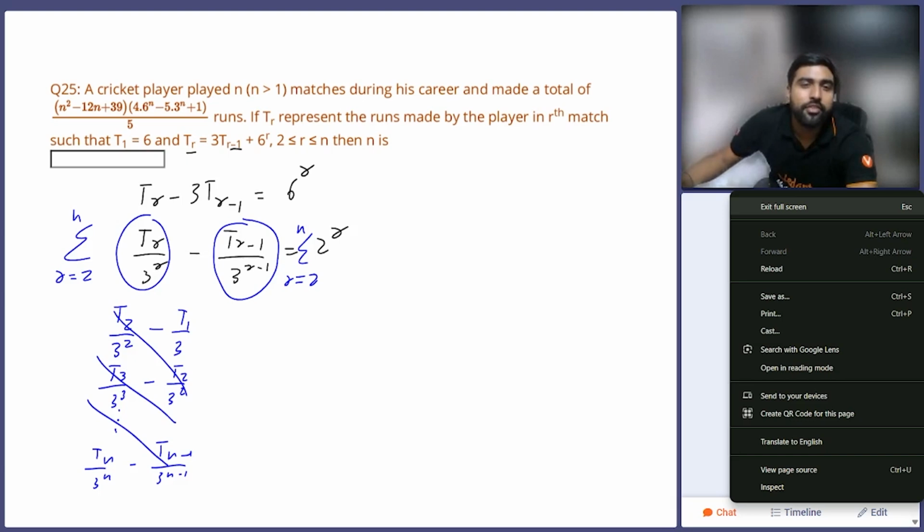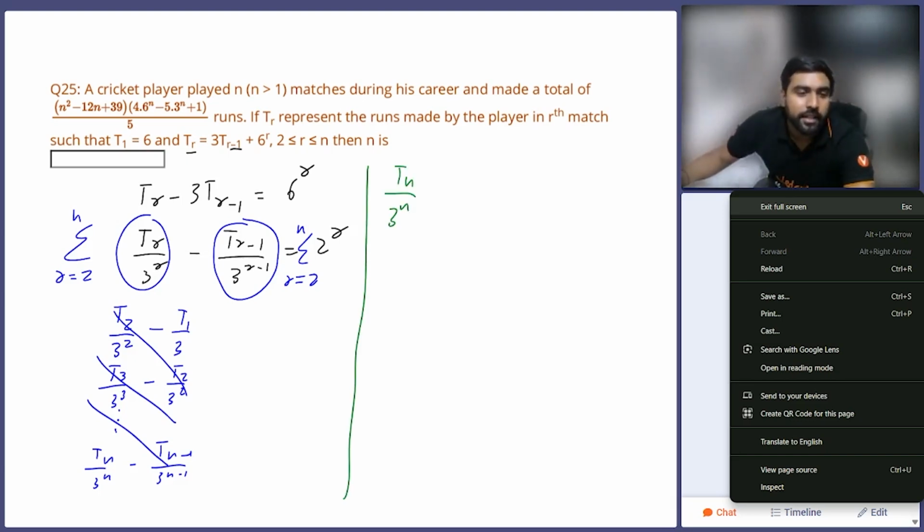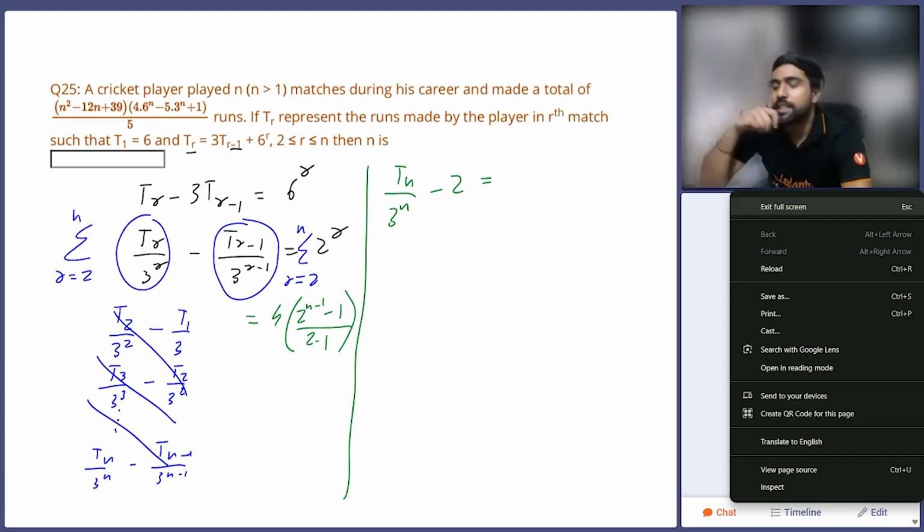You're simply left with, on the left-hand side, Tn upon 3 power n minus T1, which is given to you as 6, so that's minus 2. This is equal to the summation of 2 power r, which is a geometric series with first term 4 and ratio 2. So the total number of terms now is n minus 1, right? So 2 power n minus 1 divided by 2 minus 1. So this is the expression that you have.